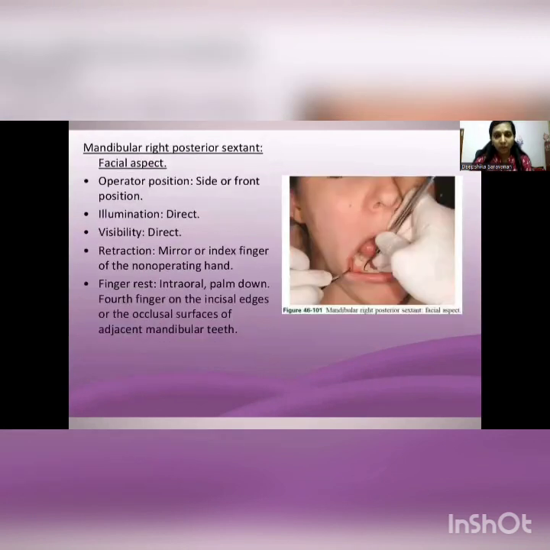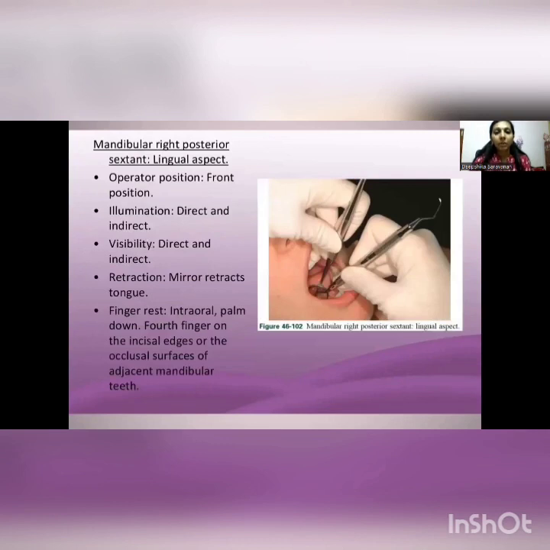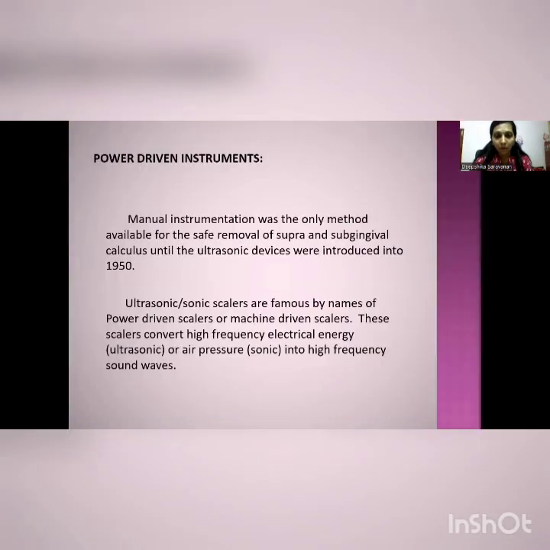Then mandibular posterior facial aspect, we can operate from the side or front and middle index finger of non-operating hand. Mandibular posterior lingual aspect, again, we can from the front, direct or indirect, and the intraoral palm down rest.